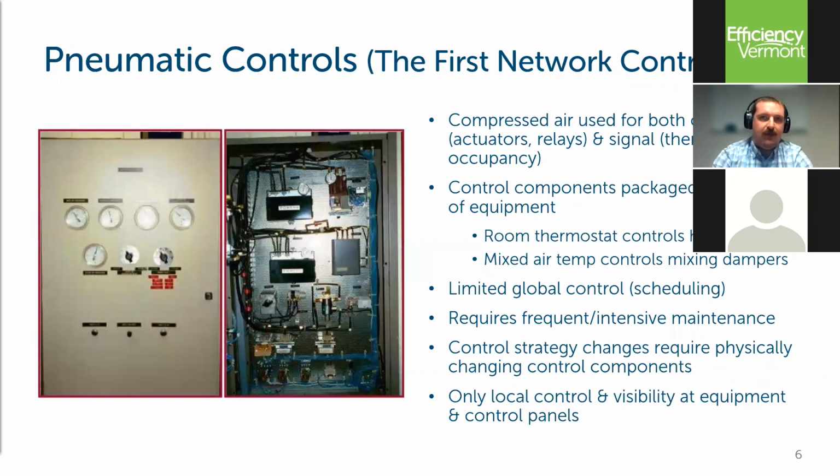For pneumatic controls, I call this the first network controls because they had one common compressed air supply that they used to control an entire building. Typically, the system operated by using compressed air as both the control device to drive components like actuators and relays, and also as the signal. So we would use that for thermostats and controllers to control the devices.